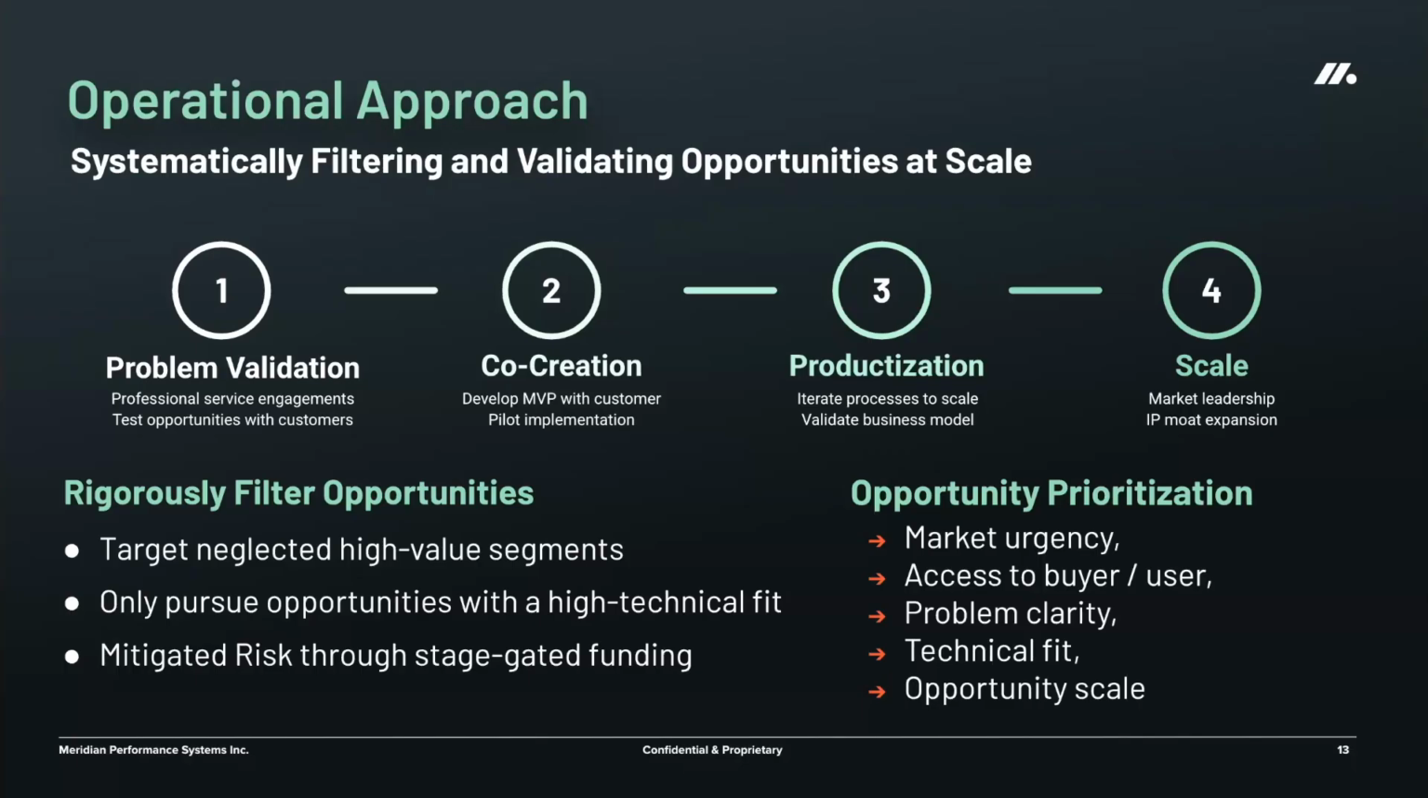And the next step after that, once we've validated that problem with some conversations with people in these spaces, is we find a partner to actually help us bring this into their space. So that's the co-creation step. And we'll develop the MVP with them. We'll do a pilot implementation with them and learn everything that we need to learn. And if that seems successful, we move to the next stage, which is productization. And that's where we'll just iterate, validate the business model. And once that model proves out, that's when we take it to scale.